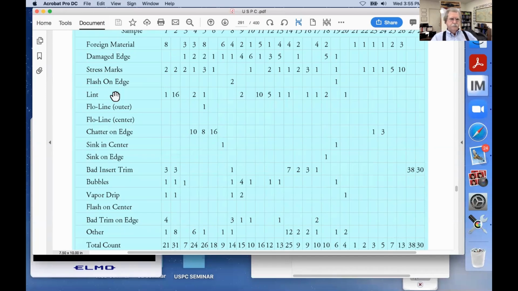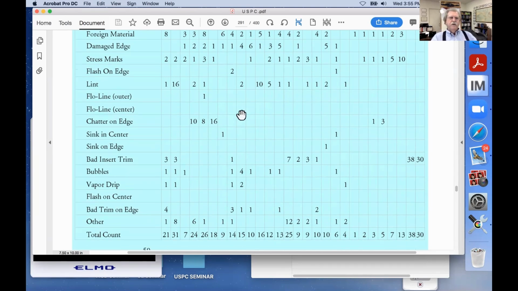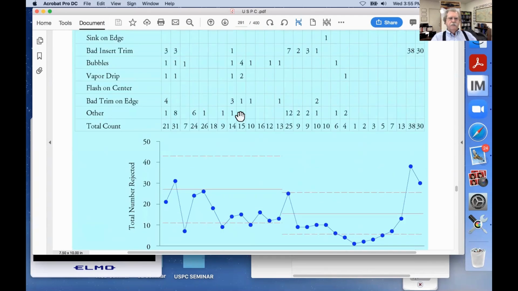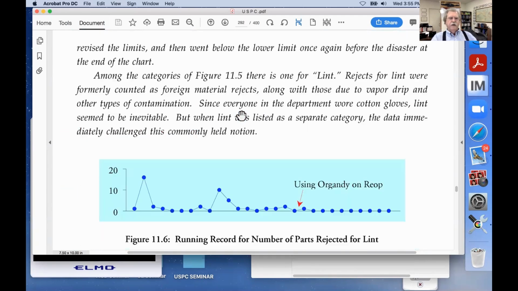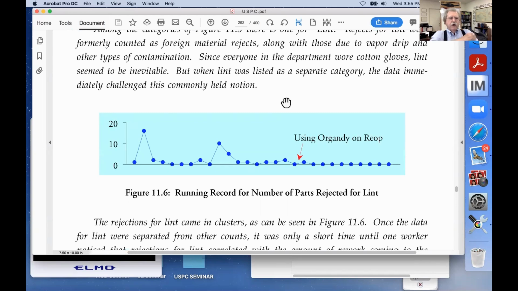But look at the data. 1, 16, 0, 2, 1, 0, 0, 0, 2, 0, 10, 5, 1, 1, 0, 1, 1, 2, 0, 1. On page 292, or well, here's the page, 292 is the running record for lint.